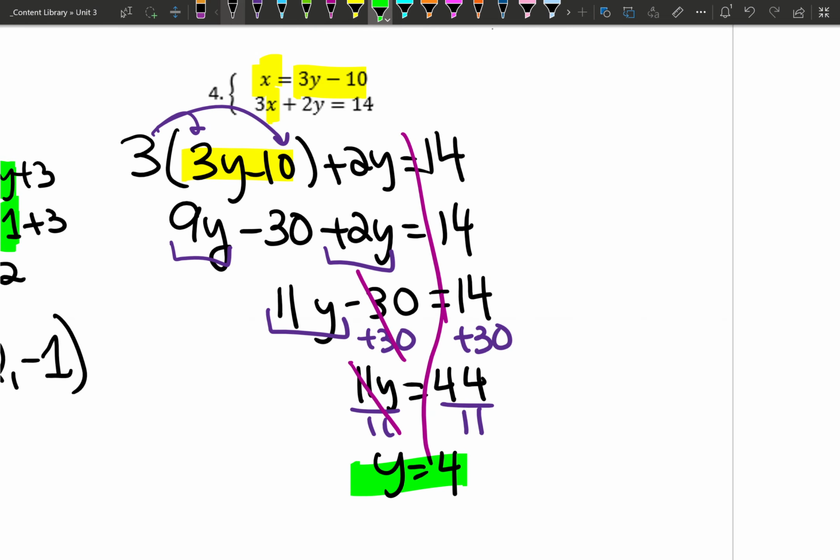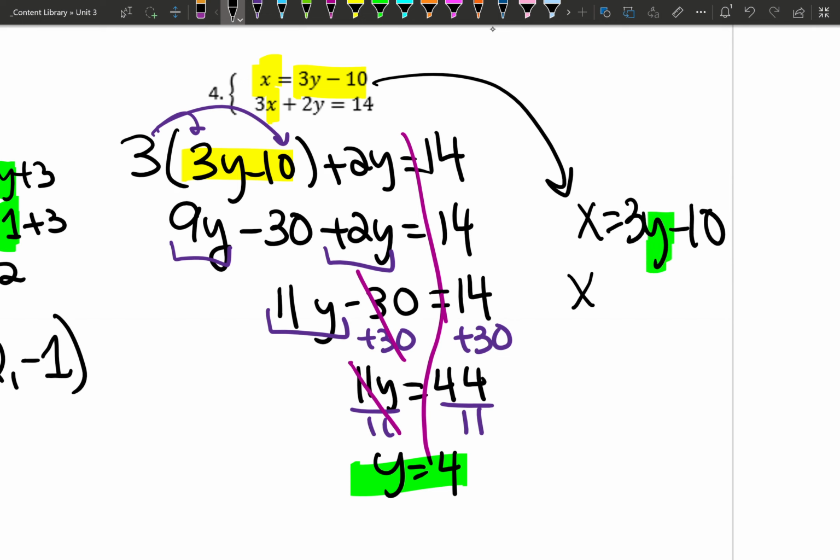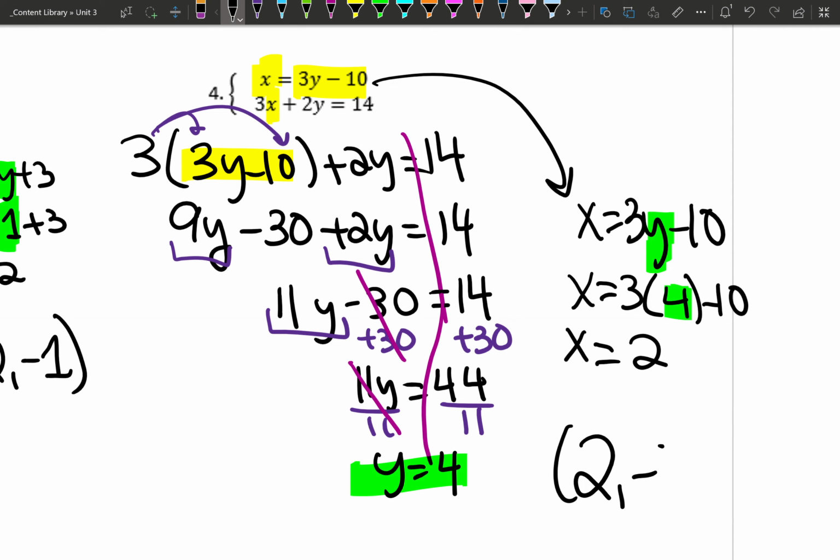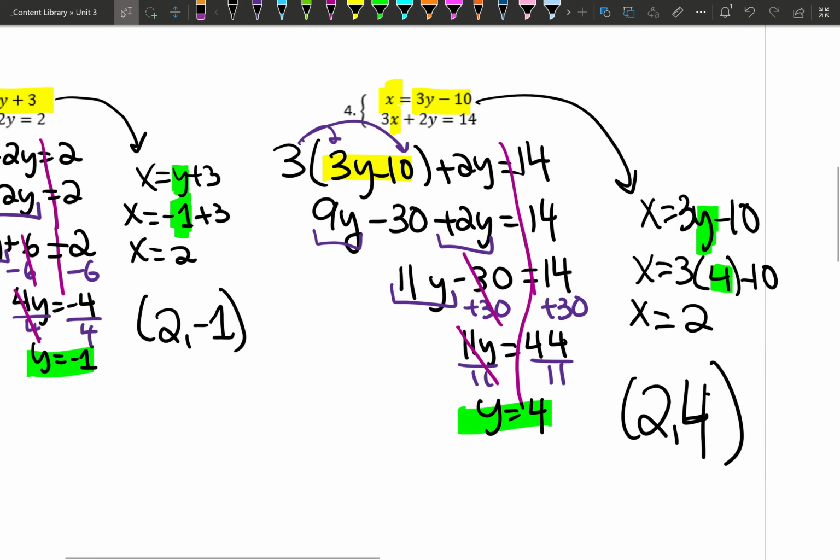Now, since we have y, we can figure out x by using the x equals equation. Since x equals 3y minus 10, and we found out what y is, we can go ahead and rewrite it as 3 times 4 minus 10, which gives us x equals 2. Let's finish our problem by writing 2, 4. All right, onwards we go.